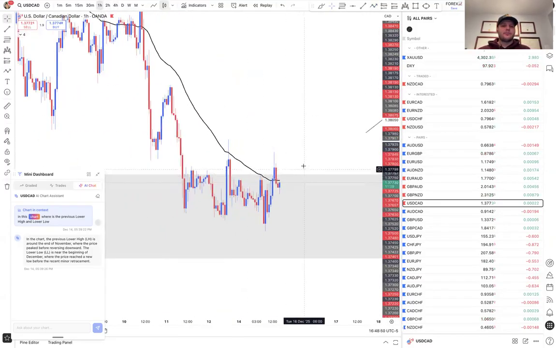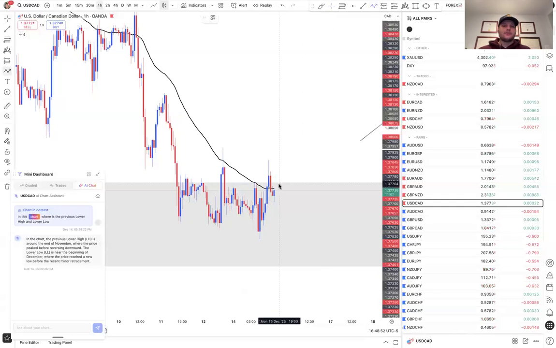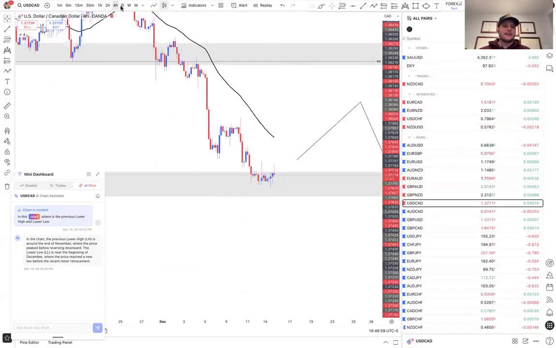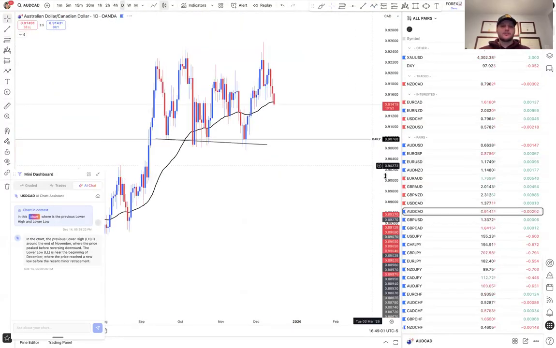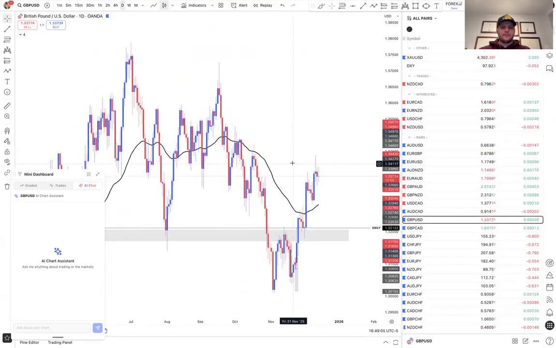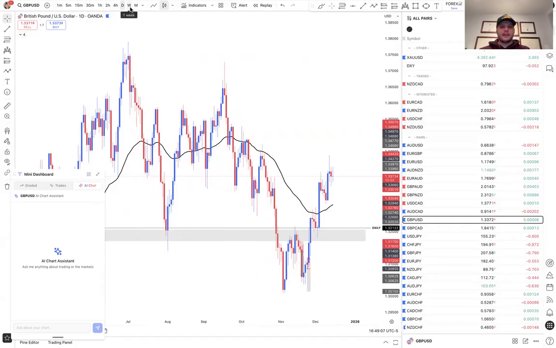Or you wait for a proper break and retest above some of these EMAs, and then you can take your buys there. Counter trend trade once again. I'm not interested in those. Not interested, too choppy.